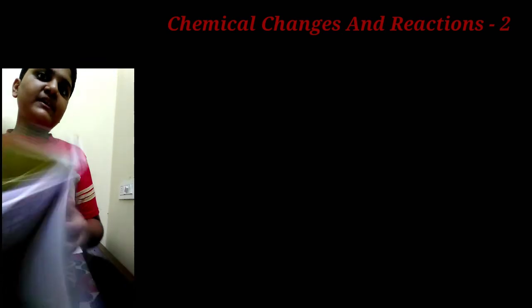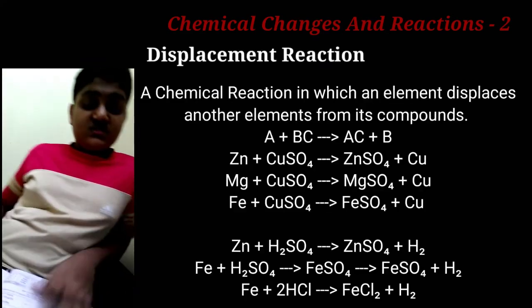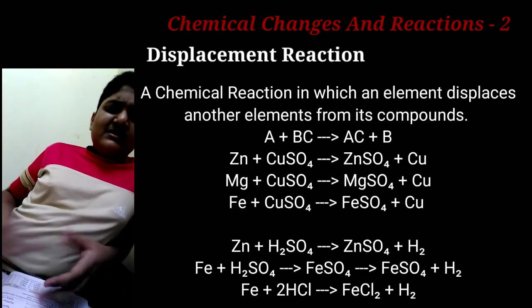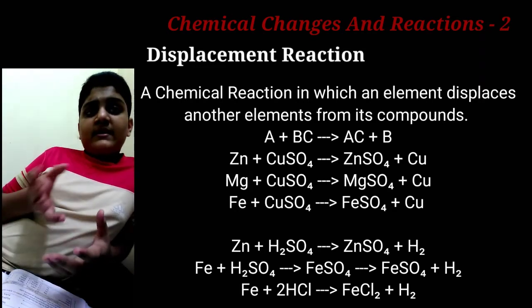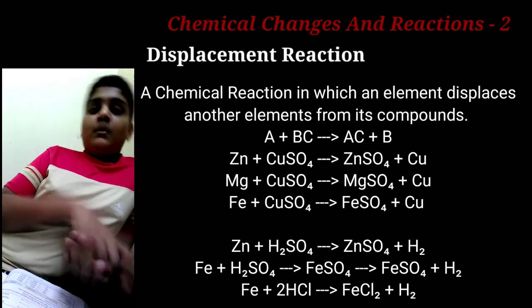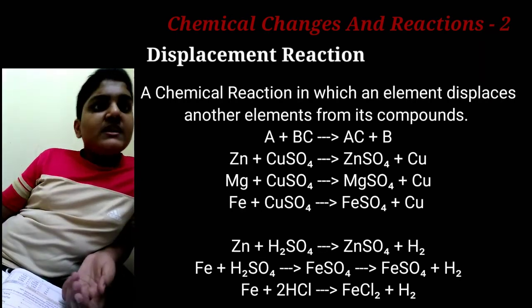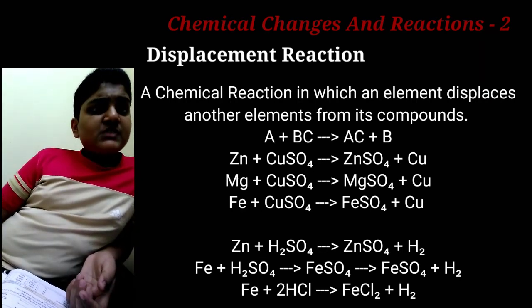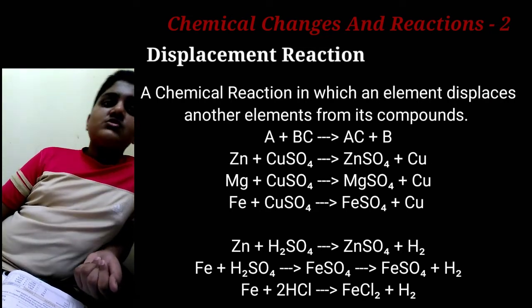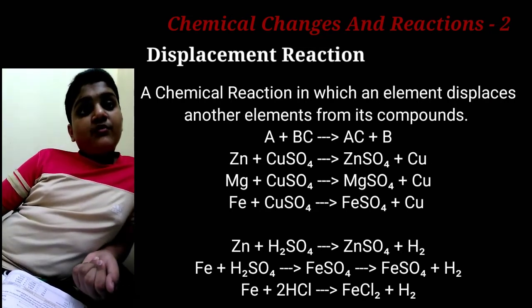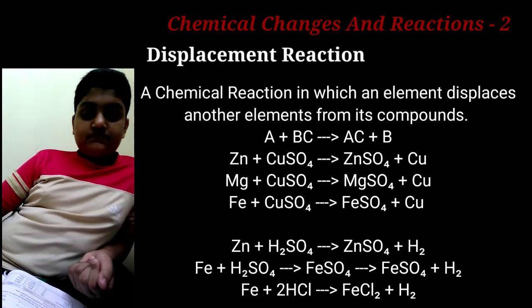Next, we are having displacement reaction. Displacement reaction means one element displaces another element from that compound. For example, A plus BC gives AC plus B. Zinc plus copper sulfate gives zinc sulfate plus copper. Zn plus CuSO4 gives ZnSO4 plus Cu.